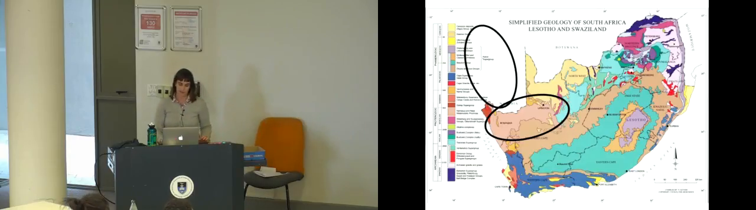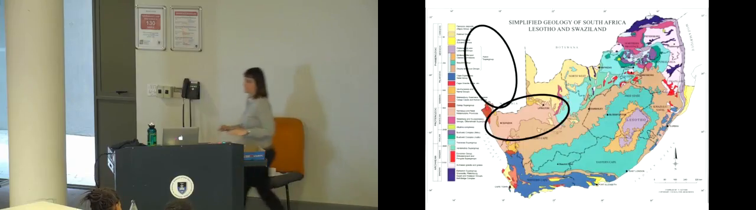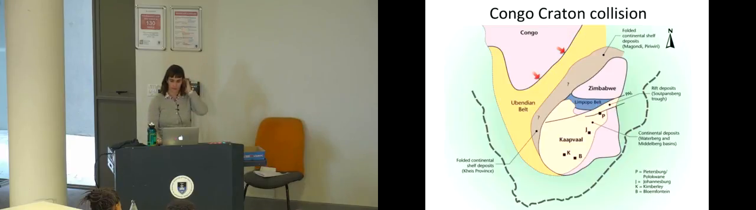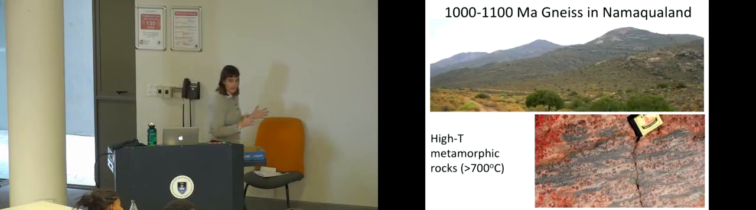If we go back to the geological map of South Africa, this is what we see here. These rocks inside the circle are all part of the Ubendian belt where it surfaced, and this is from the metamorphosed and deformed rocks from the collision of the Congo craton with the Kaapvaal craton. This is what they look like in the Namaqualand area. These are around 1 billion years old, fitting in this end phase of the Proterozoic. They are high-grade metamorphic rocks, heated to temperatures of over 700 degrees.